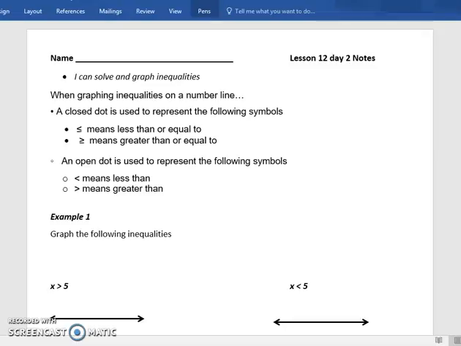All right, in this corner, we got lesson 12, day number 2. All right, people, so what we are trying to do is graph our inequalities.